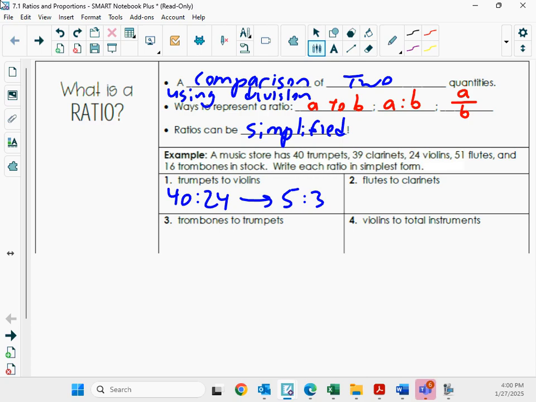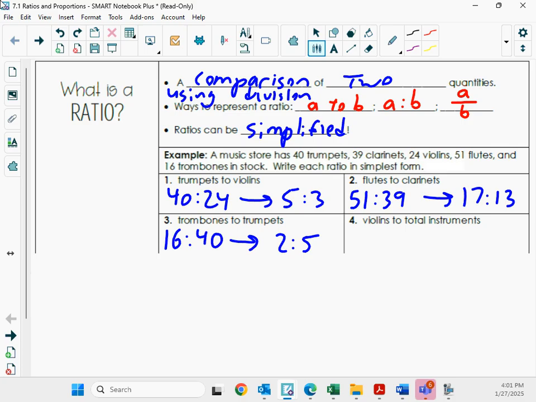What about flutes to clarinets? I see 51 flutes to 39 clarinets. And we always want to do it in the order that it's given to us. So when it says flutes to clarinets, the flutes comes first, the clarinets come second. This simplifies to a 17 to 13 ratio. What about trombones to trumpets? I see 16 trombones. I see 40 trumpets. That's going to be a 2 to 5 ratio.